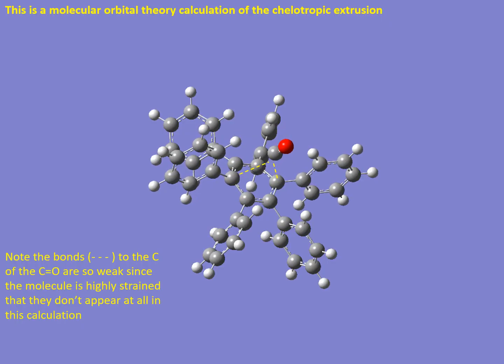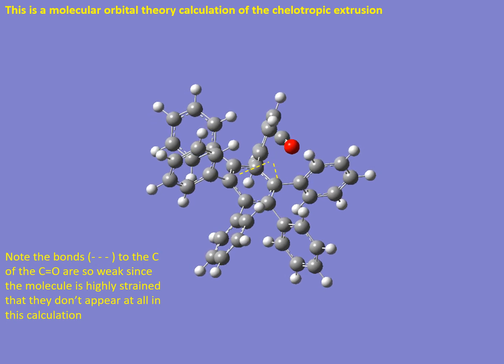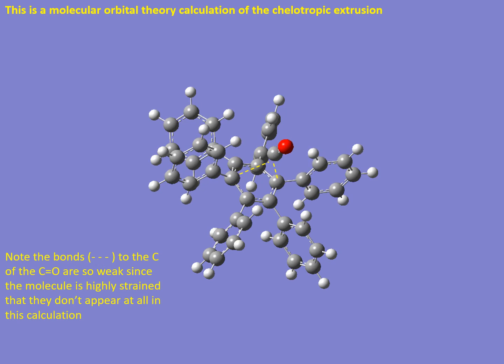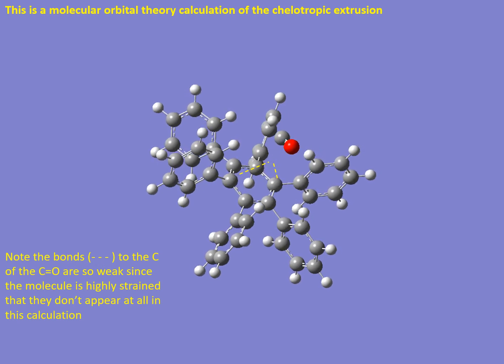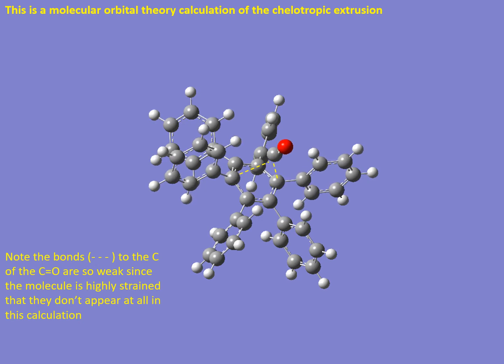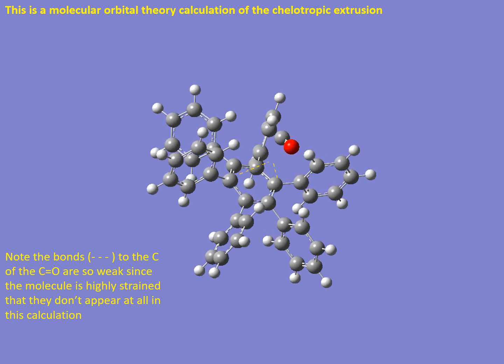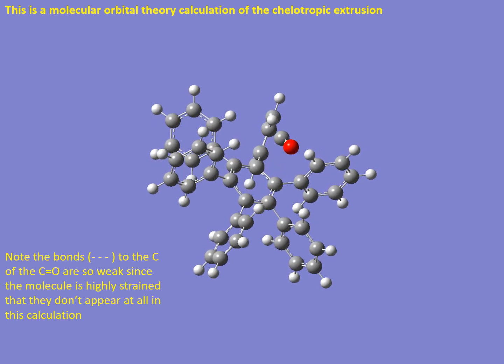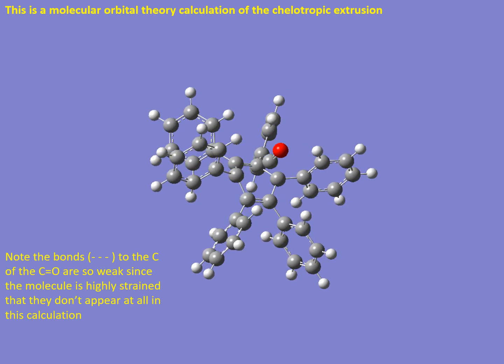Here we have the molecular orbital theory calculation of the chelotropic extrusion. We can notice that the CO is getting ejected out of the molecule and the new configuration makes the hexaphenylbenzene. Note that the bonds to the carbon of the CO are so weak, since the molecule is highly strained, that they don't appear at all in the calculation.